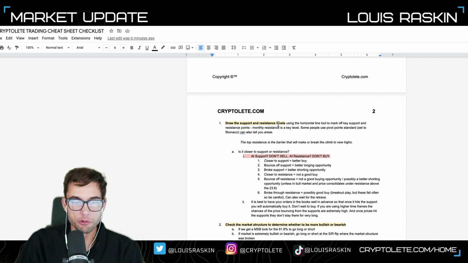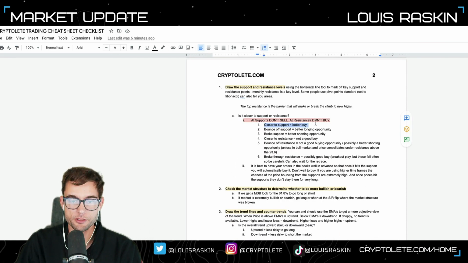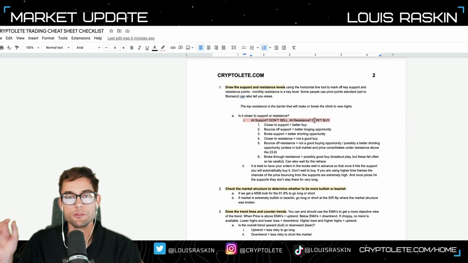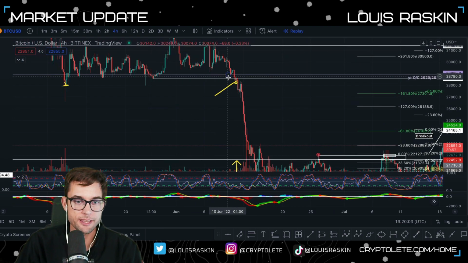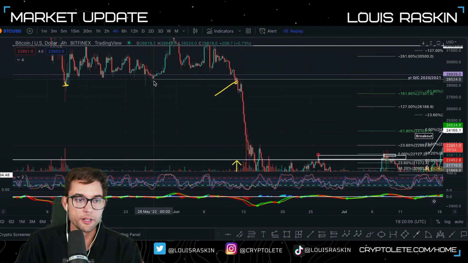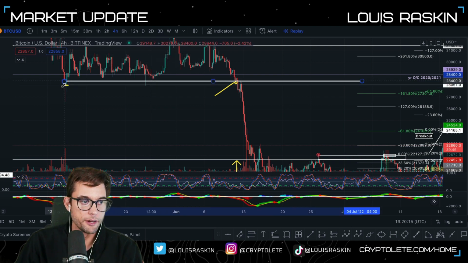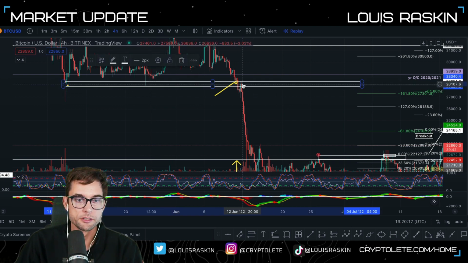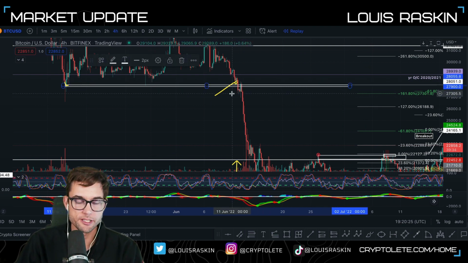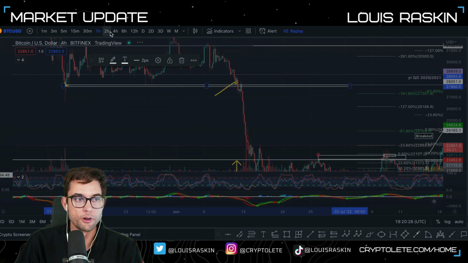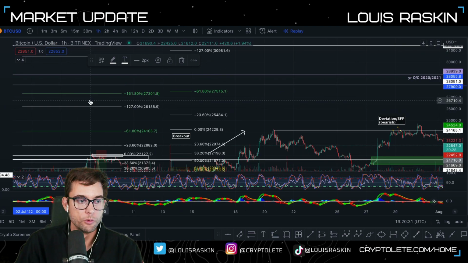I'll just go through this really quickly. Draw the support and resistance levels. Very obvious. At support, don't sell. At resistance, don't buy. And this is another reason why I'm going in deeper, because, for example, this was at the support, so maybe I wouldn't have sold in this entire area because it's at the support. But as soon as it breaks, the support becomes resistance. And you could see it on the 4-hour chart and even on the 1-hour chart.